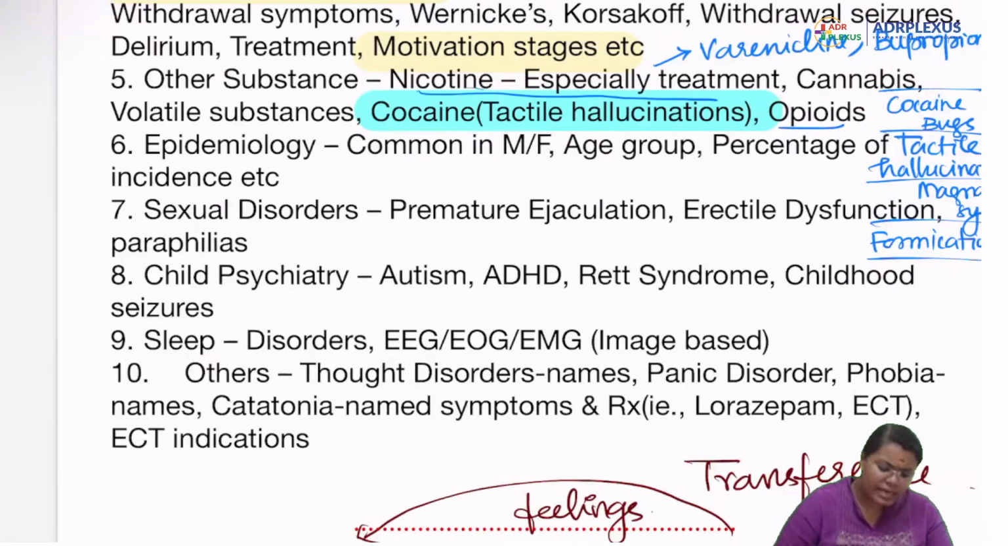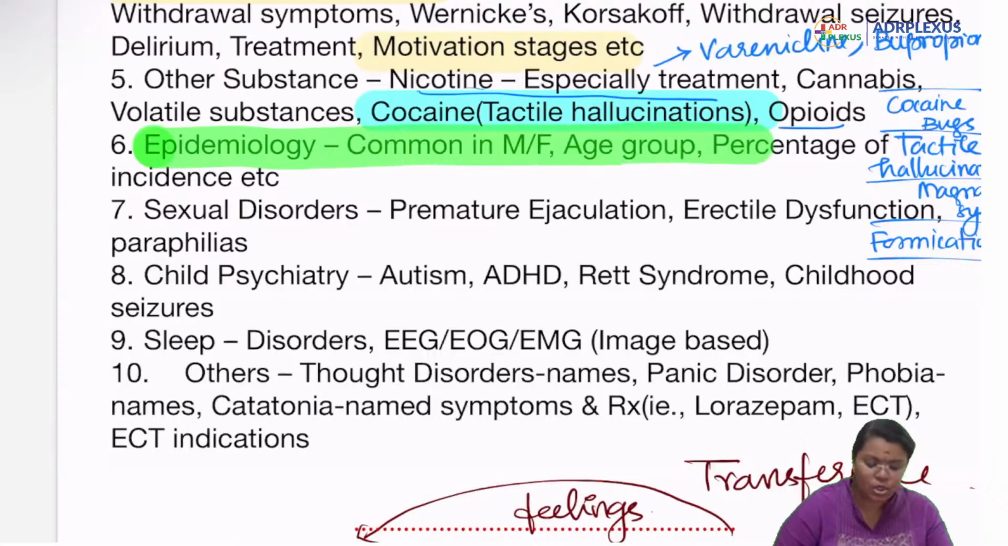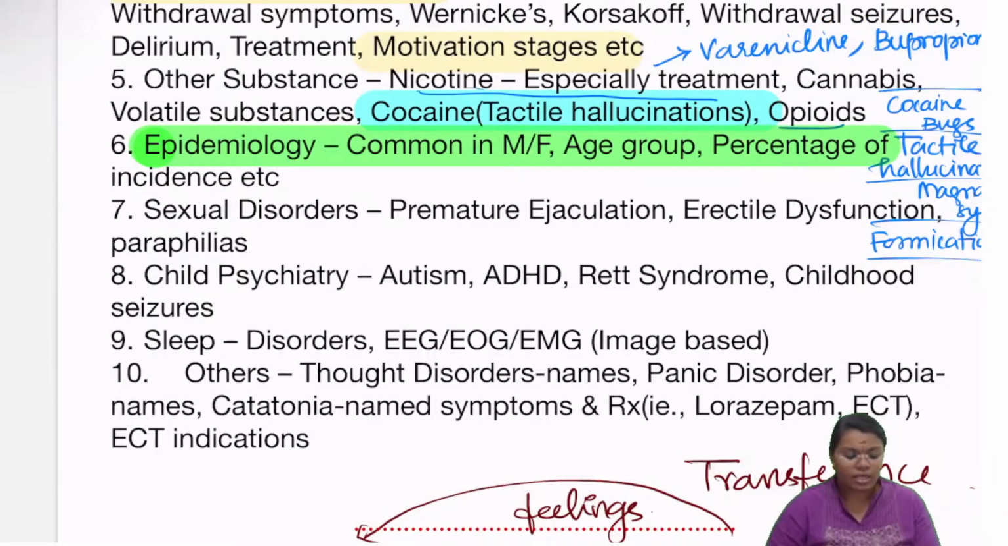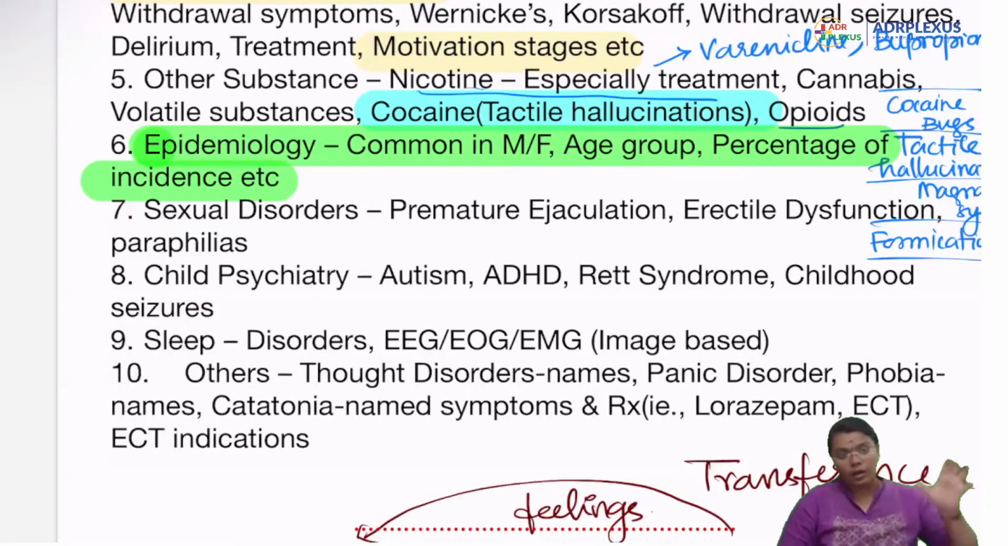Okay, and generally you go through the epidemiology: most common in males or females, which common age group, what is the percentage of incidence in almost all the chapters. We have like 20 chapters, which include around 16 to 18 disorders, and in each of these we have discussed epidemiology. So just go through these. Epidemiological questions are unpredictable. Sometimes they are asking it.